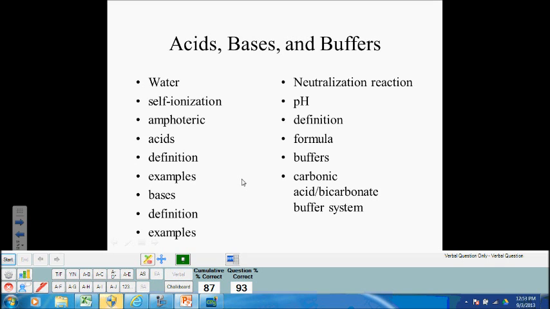What does it mean to be an acid? Yeah, they release hydrogen ions, right?